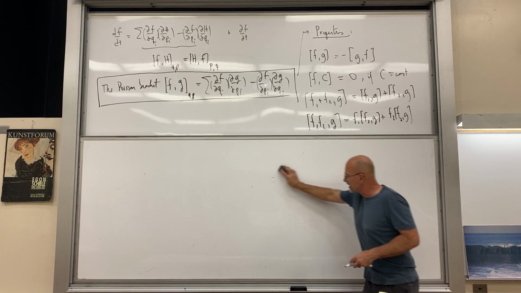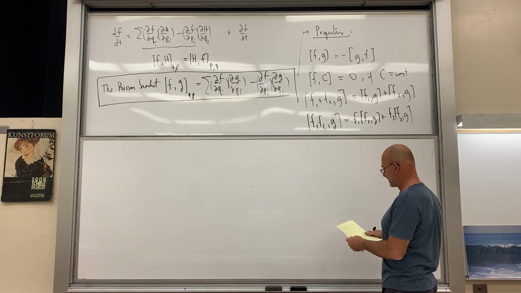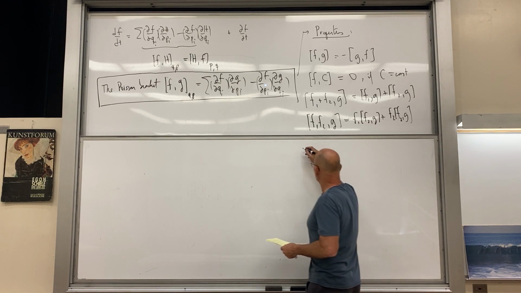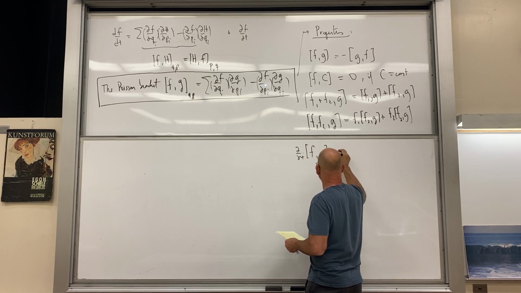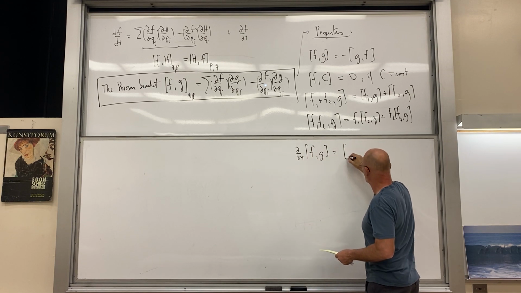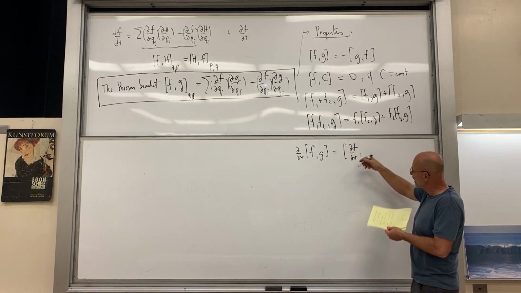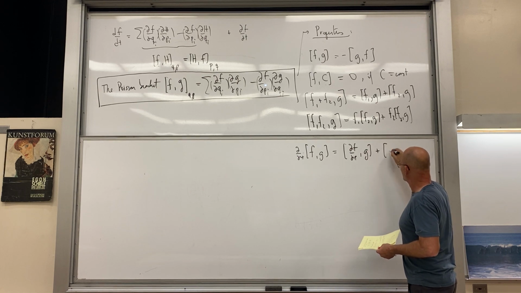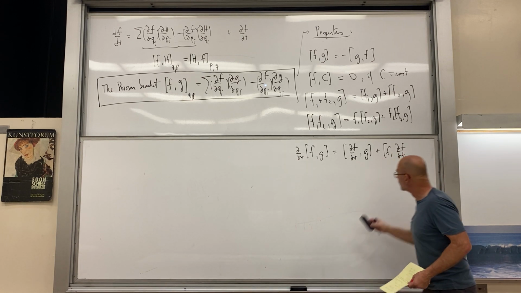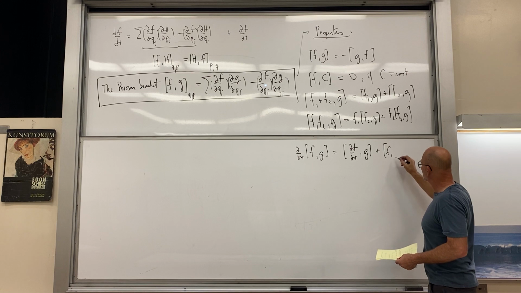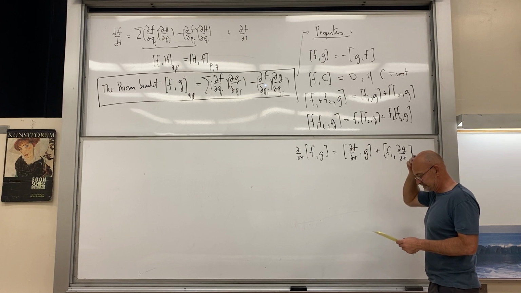But they turn into a sort of complete set of algebraic rules for the Poisson brackets. I want to do one more. If you have the partial of the Poisson bracket of f and g, you'd have the Poisson bracket of the partial of f with g plus f with the partial of g. Again, these are just direct applications of rules of differentiation.